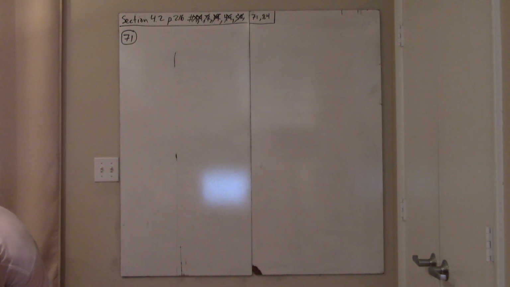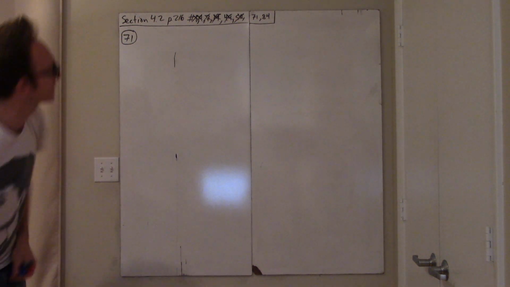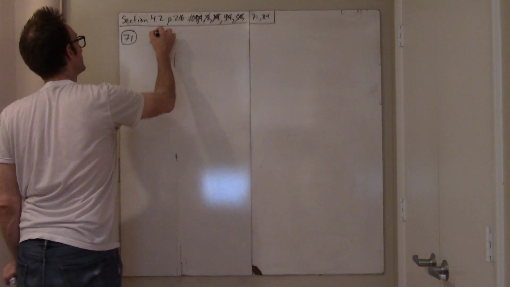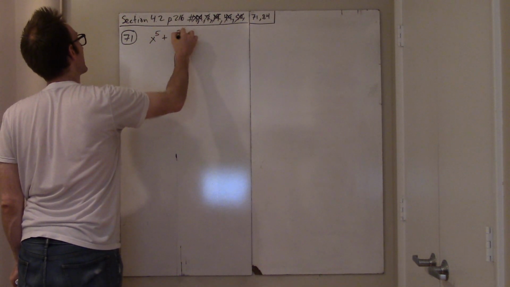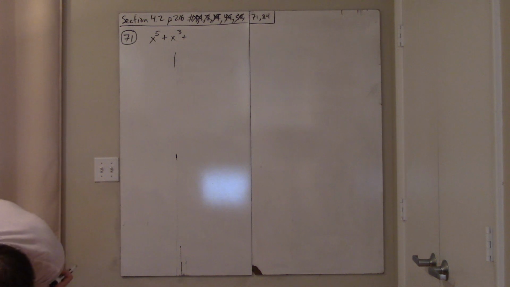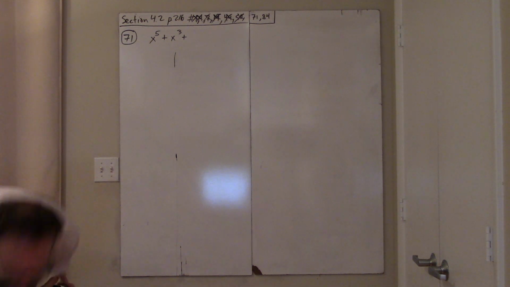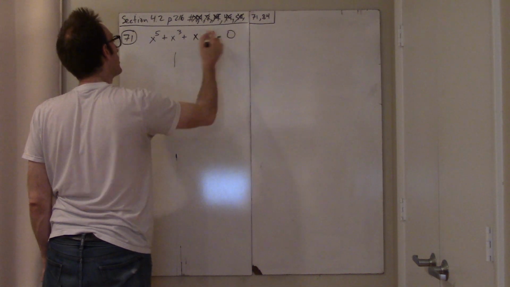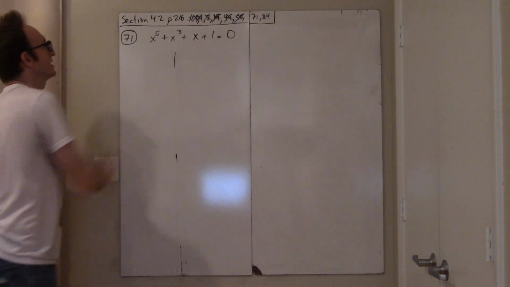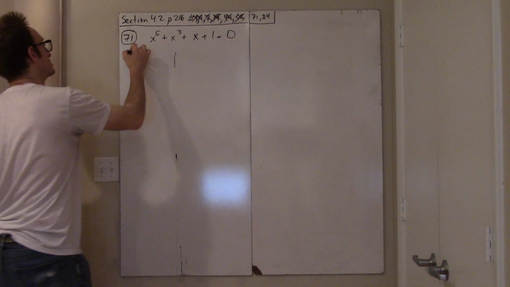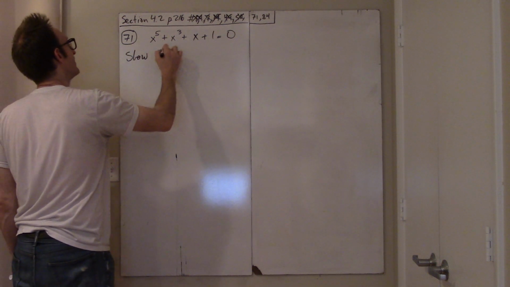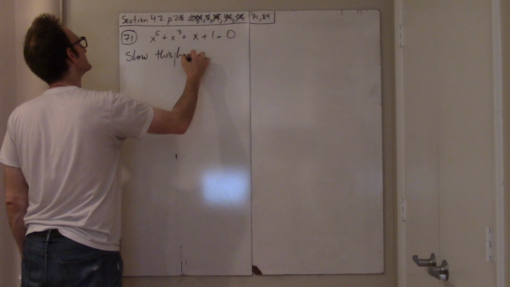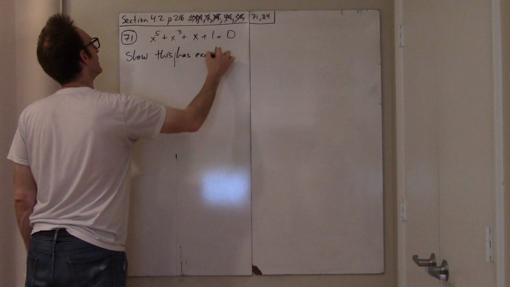It says, use the intermediate value theorem and Rolle's theorem to prove that the particular equation given has exactly one real solution. Okay, and they give you an equation, x to the 5th plus x cubed plus x plus 1 equals 0. The directions are, show that this equation has exactly one solution.